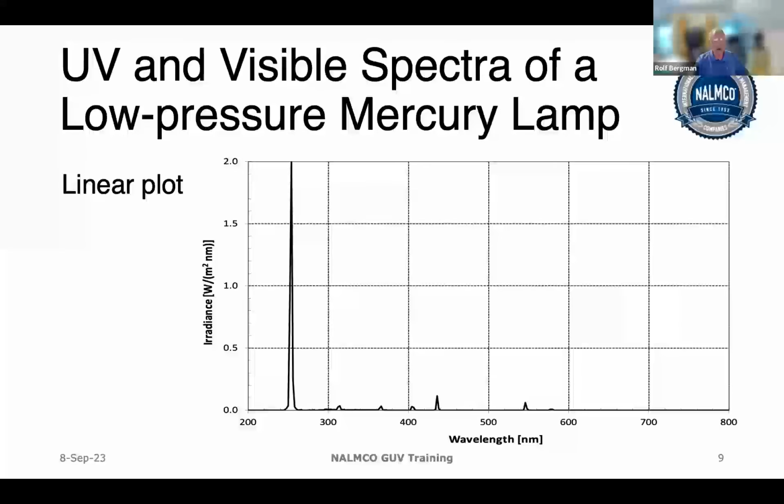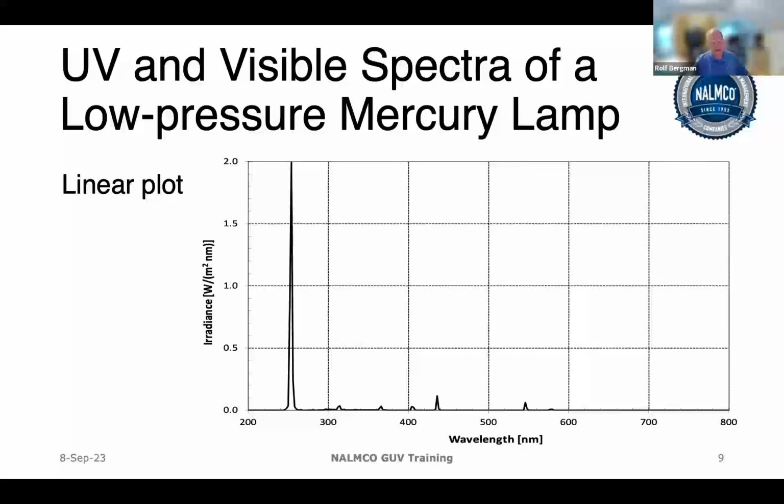Next slide, the UV and visible spectra of a low pressure mercury lamp is shown here below. We show the irradiance in watts per meter squared. And you notice that there is a very large emission at 254, which goes all the way up to 2. And then there's a number of smaller emission peaks in the UV, and then above 400, which is where the visible starts. Now you can see all the way up to 600, there are small peaks.